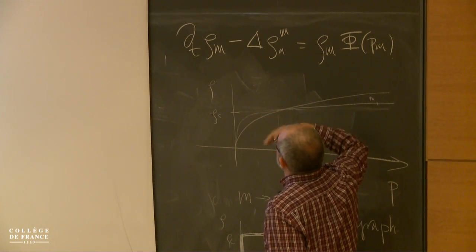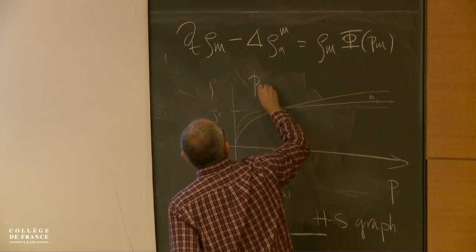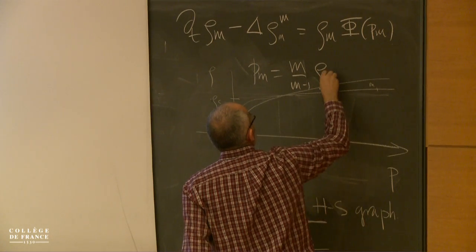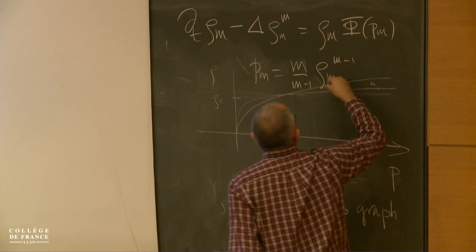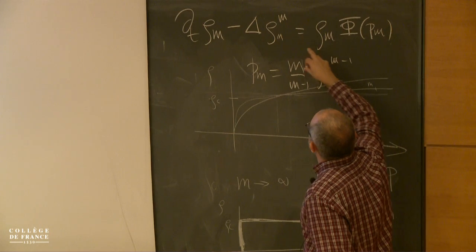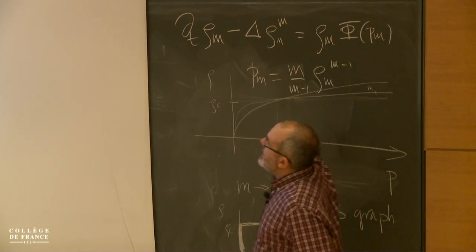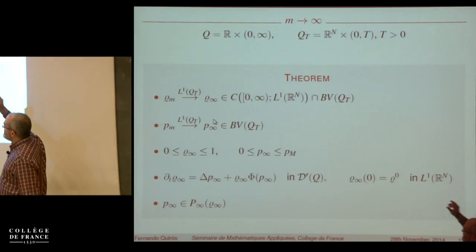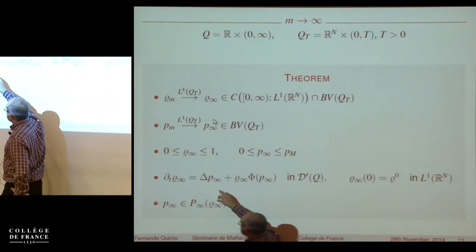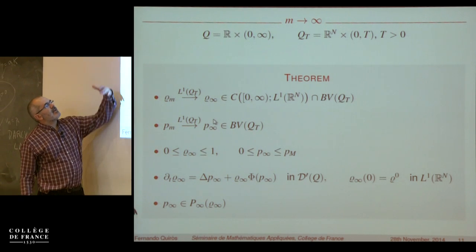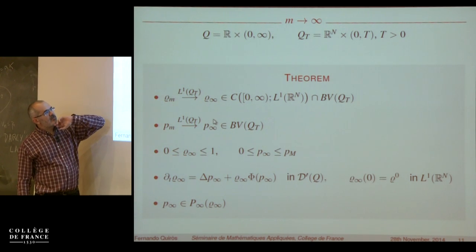So if you let m go to infinity, and let me remind you that p_m equals m over m minus 1 times rho_m to the m minus 1. So the pressure goes like rho to the m, so this goes more or less like the pressure, and what you get in the limit is this equation. You can pass to the limit both in the density and the pressure, and the limits satisfy the limit equation, okay?